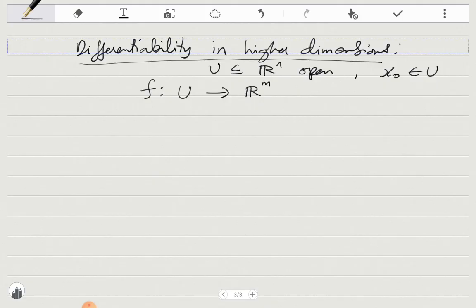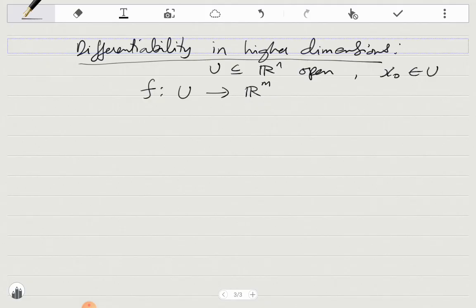As I mentioned earlier in the tutorial, the key idea is that differentiability should imply that we should be able to approximate the function by a linear function up to first order. What does this mean exactly? So the key point here is that there is one basic difference between the one variable case and the higher dimensional case.